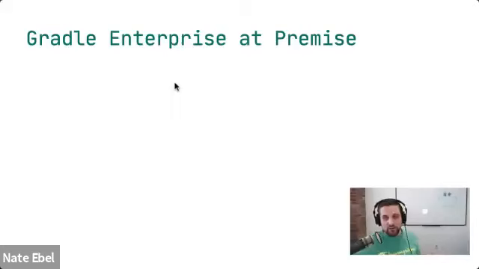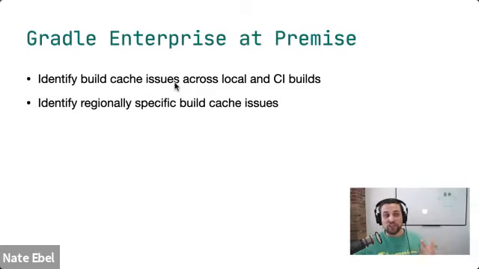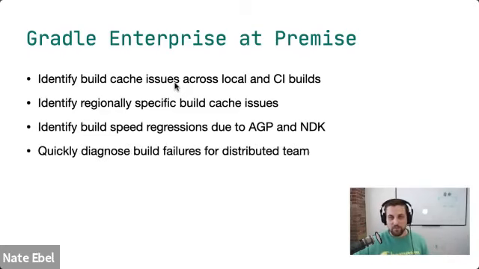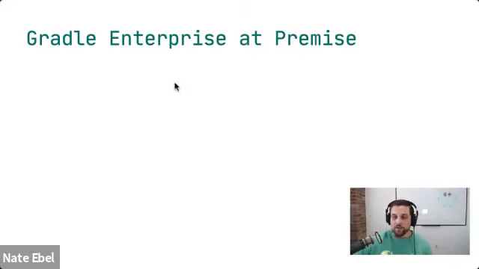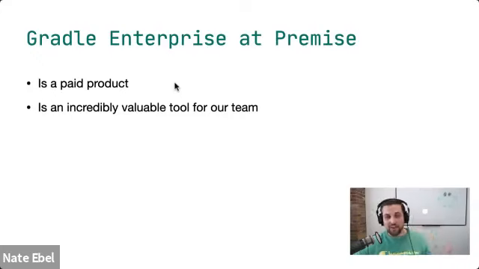So just anecdotally, we've been using Gradle Enterprise. We've identified build cache issues across local builds and CI builds that we wouldn't have found otherwise. We've been able to identify regionally specific build cache issues where our build caches were working poorly for developers in certain regions. We've identified significant build regressions due to AGP and its handling of NDK versions that we wouldn't have been able to find otherwise. And it also helps us quickly diagnose build failures for our distributed team. I'll just call out here, like I said, it is a paid product, but for our team, it's been incredibly valuable. So if you're in an organization that is looking to speed up your build, this could be something for you to look into and invest in better builds.